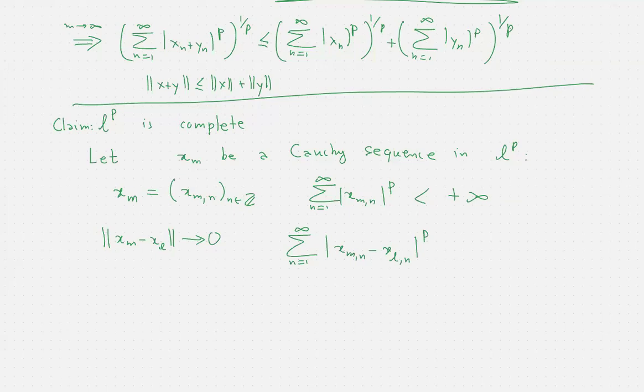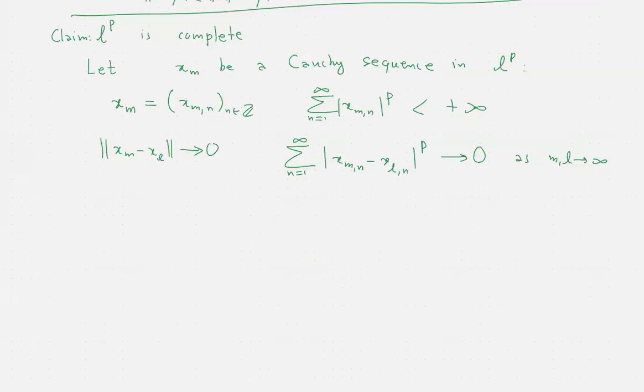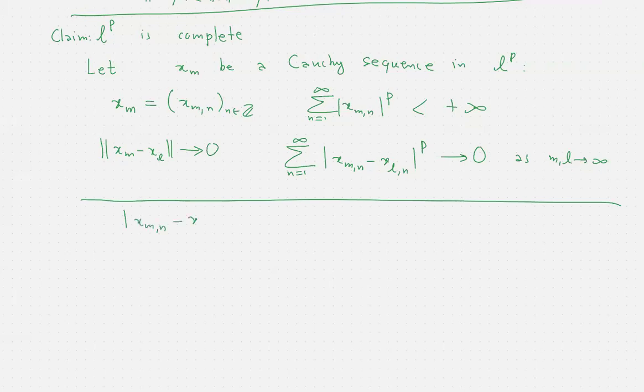Again, it would be nice to write this in terms of epsilons and also bounds for lower bounds for L and M, but we're going to do this in a second. We're just saying what this means. And pretty much now what we need to do is notice that the norm of x_{m,n} minus x_{l,n} to the pth power is less than or equal to this sum.